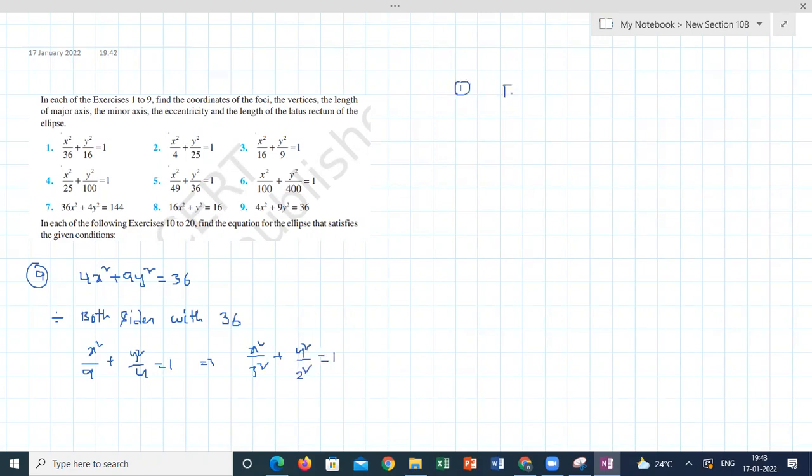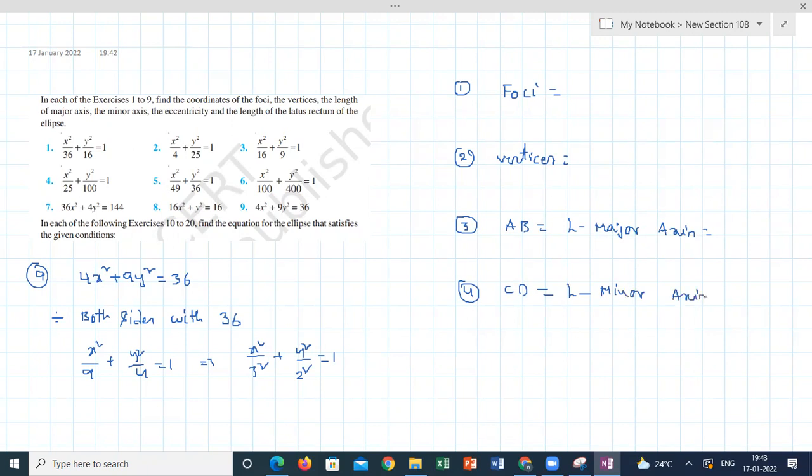So the first one is the foci, the second is the vertices, the third one is the AB value, and the fourth one is the CD value. I mean, the length of the major axis and the length of the minor axis, don't confuse. The fifth one is eccentricity. The sixth one is the length of the latus rectum. Let me know what the answers are.